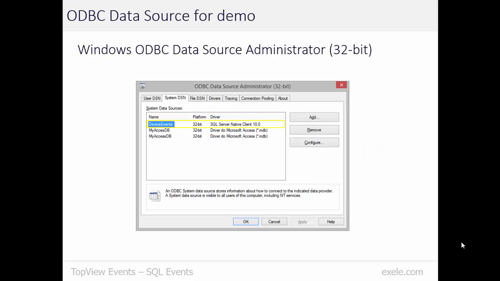TopView for SQL events communicates to the SQL databases using ODBC. ODBC is a vendor-neutral open standard API for accessing databases. If you have an ODBC driver for your database, you should be able to use it with TopView. For this demo, I've configured an ODBC system data source named Device Events. Within TopView, I will use this ODBC source name when specifying the database I want to connect to and query.